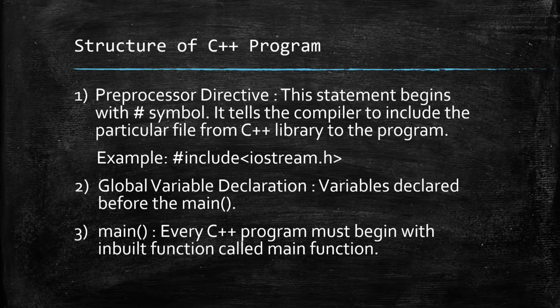Fine. Our second thing is global variable declaration. So what is global variable declaration? The variables which are declared before the main function. Fine. All the variables which are declared before the main function, that process is nothing but your global variable declaration. Now we say global variable declaration is the variables declared before the main function. Okay. Now but what is this main function? Now the third one is the main function itself.